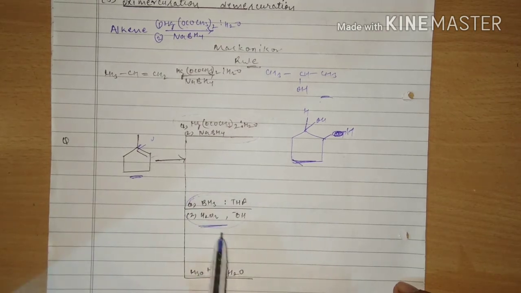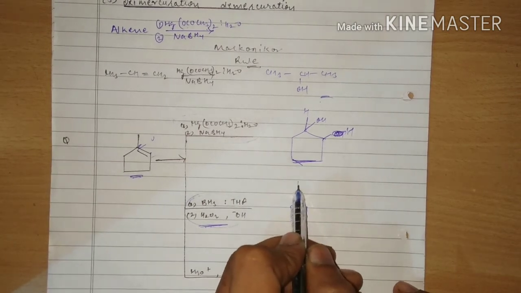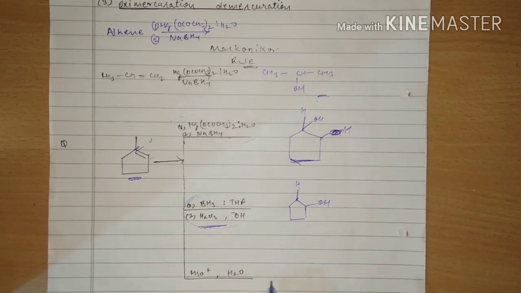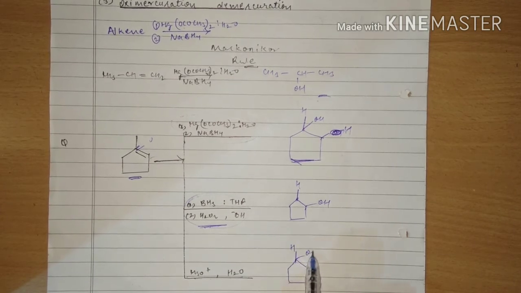In this case, we will use anti-Markovnikov rule, so the product will be this. Now again in this case, we will use Markovnikov rule and the product will be this. Then comes reduction of carbonyl group.